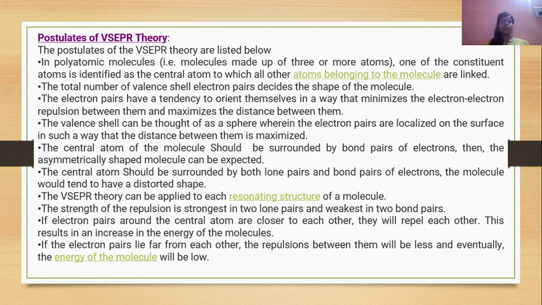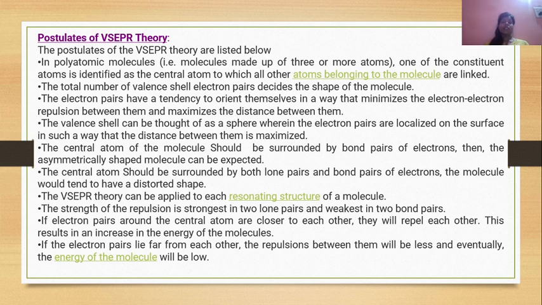Next, the strength of the repulsion is strongest between two lone pairs and weakest between two bond pairs. If electron pairs around the central atom are closer to each other, they repel each other. As we already studied, electrons repel each other and electrons and nuclei attract each other. So like that, if electron pairs around the central atom are closer to each other, they will repel each other. This results in an increase in the energy of the molecules.